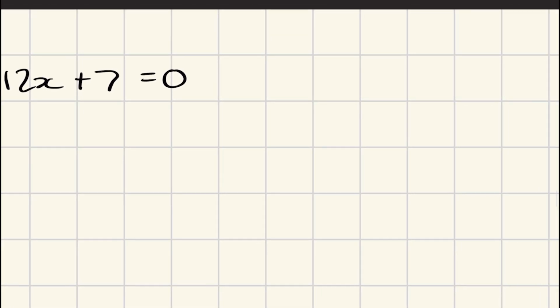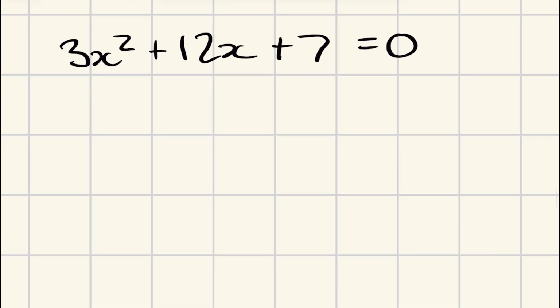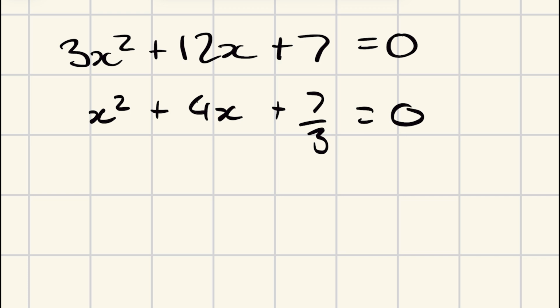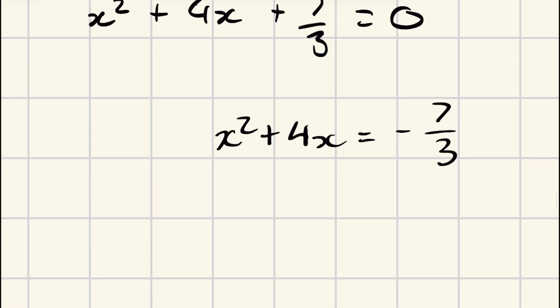If you go to the equation, it's actually somewhat easier. What you can do is just divide everything by 3. So we've got x squared plus 4x plus 7 on 3 equals 0. Now we can do how you would usually do an equation. So you would move the 7 on 3 to the other side. Complete the square on the left-hand side. So this is x plus 2 squared.